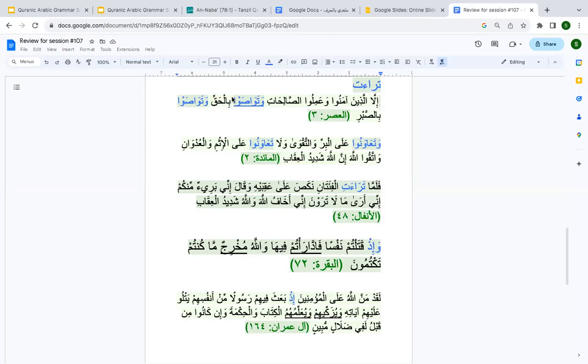I did not have any 'each other' here. Do you see any attached pronoun? But just an alif helped me identify that this enjoining is occurring between two parties, and they do it on an equal basis. I enjoin you and you enjoin me back.